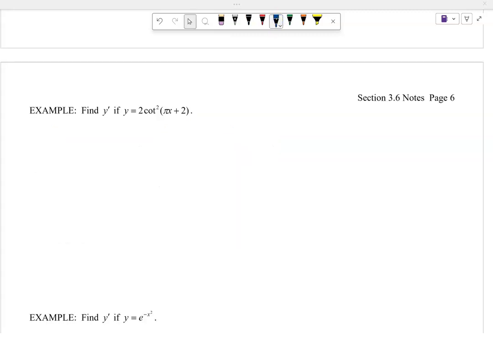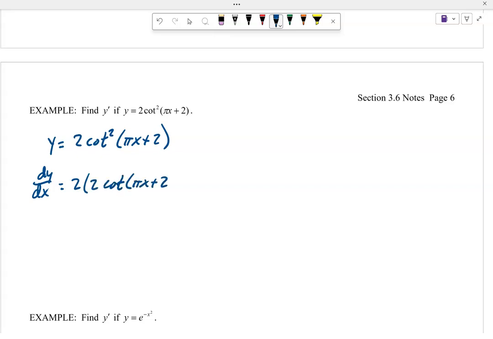All right, here we've got y with a 2 in front, so the constant's going to stay there when we take this derivative. So here we go. y prime, or dy dx, the 2 stays there. Let's run the power rule. So I got cotangent squared, so I got 2 cotangent of (pi x plus 2). Now that's to the first power, cotangent of pi x plus 2.